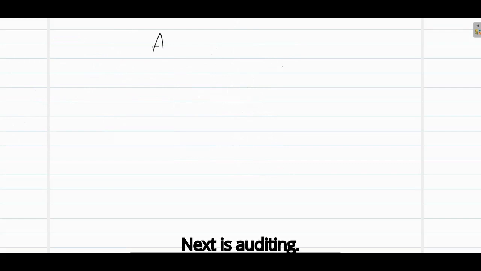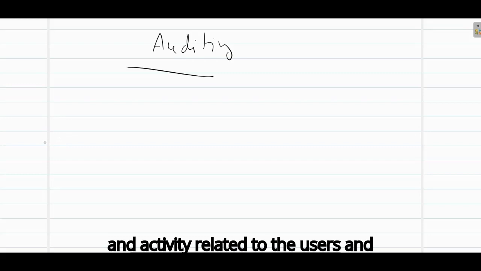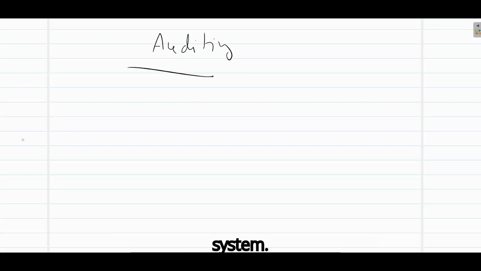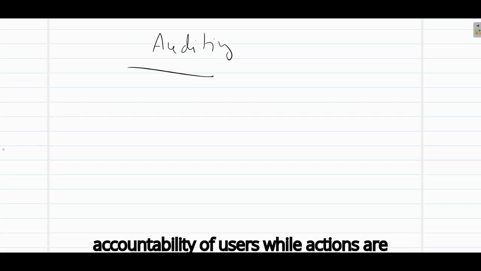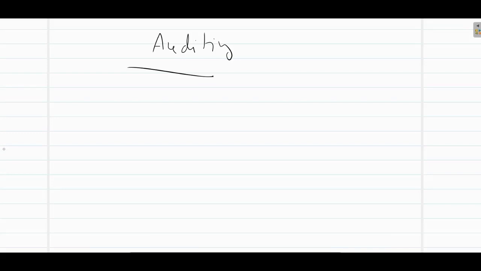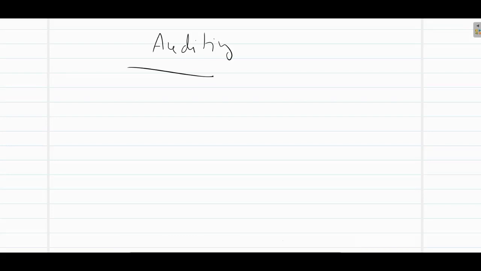Next is auditing. What is auditing? Auditing means monitoring or recording the logs of events and activity related to the users and system. Actions are tracked and recorded for accountability of users, while actions are performed on a system, and to detect unauthorized or abnormal activities on a system.